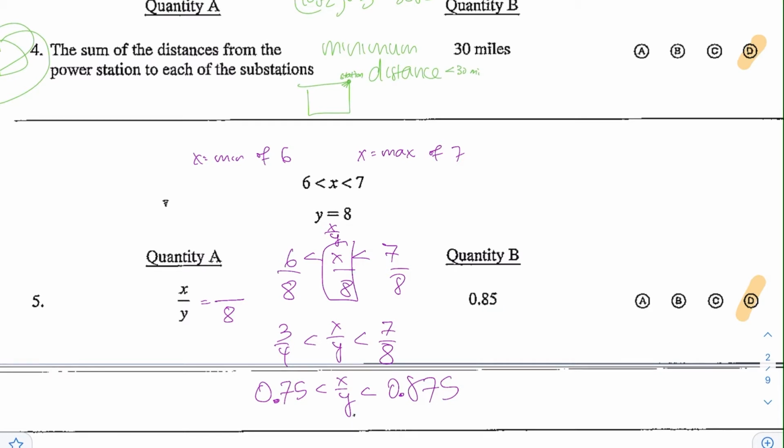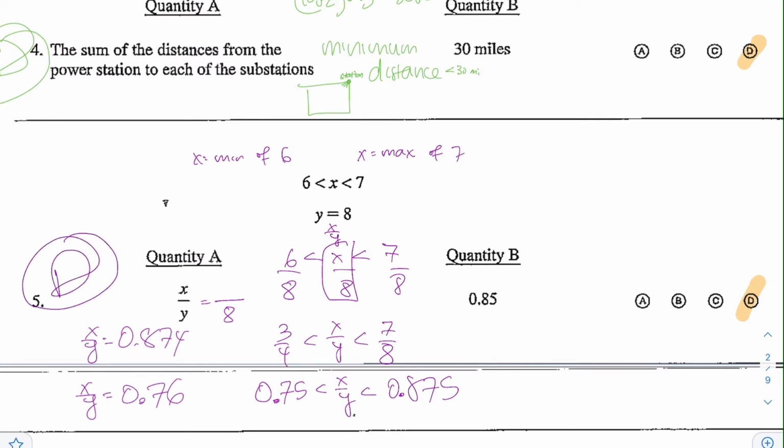So x over y could be 0.874, but x over y could also be 0.76. So sometimes x over y could be bigger. Sometimes it could be smaller. It could also be equal. So here, again, you have choice D. You can't tell.